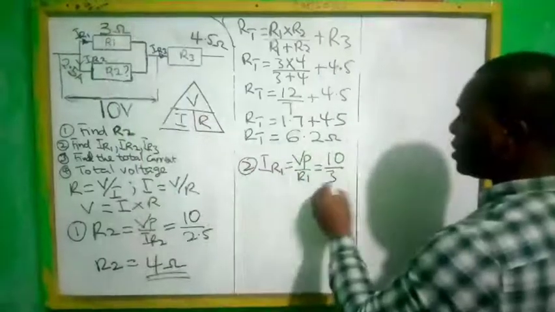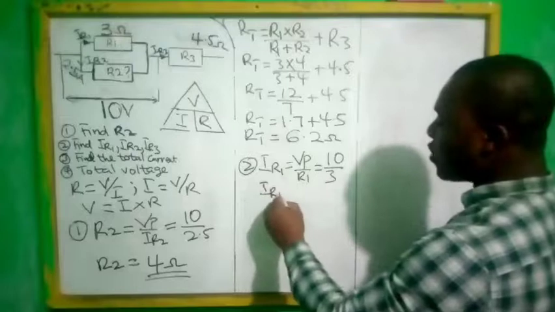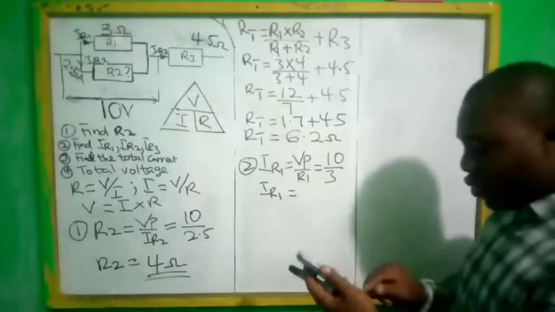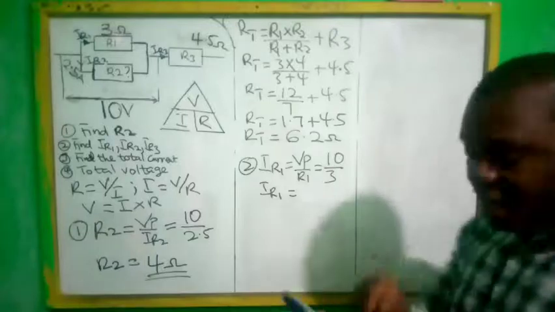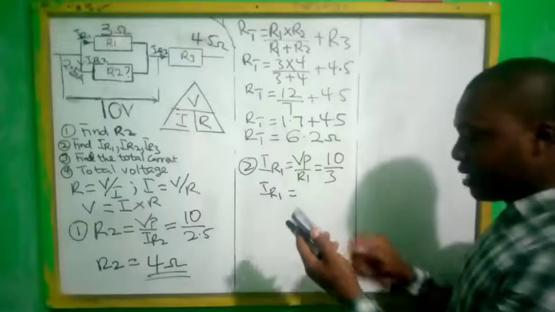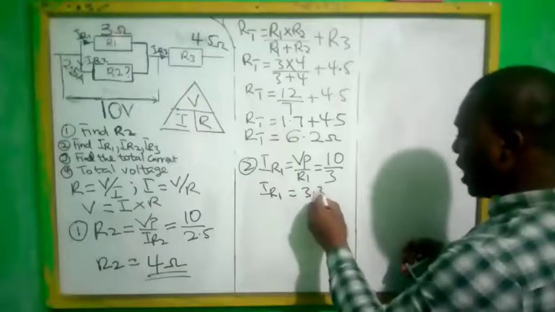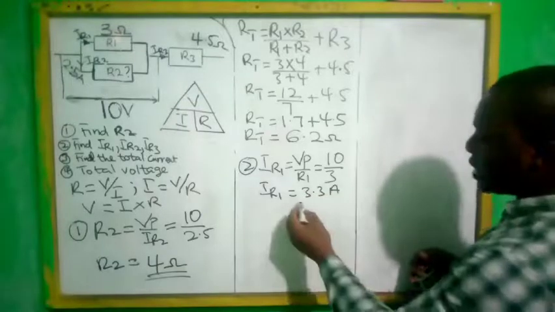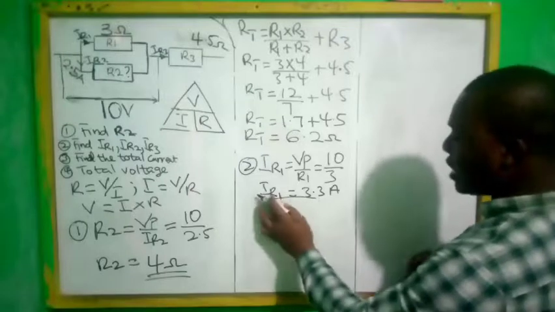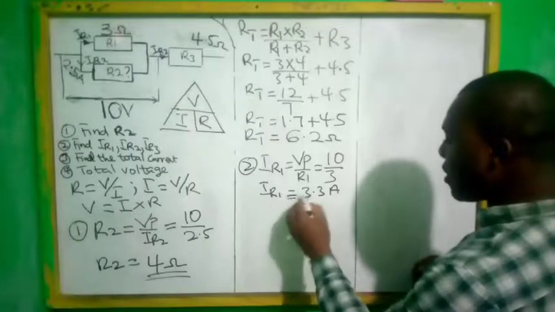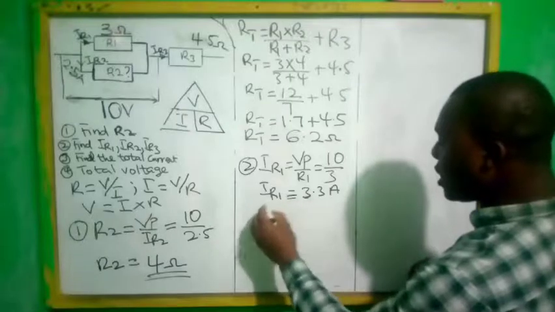So current in R1 is equal to 10 divided by 3. Let's do it with a calculator. You can also check 10 divided by 3. We have 3.3 amps. So this becomes our current flowing in R1.